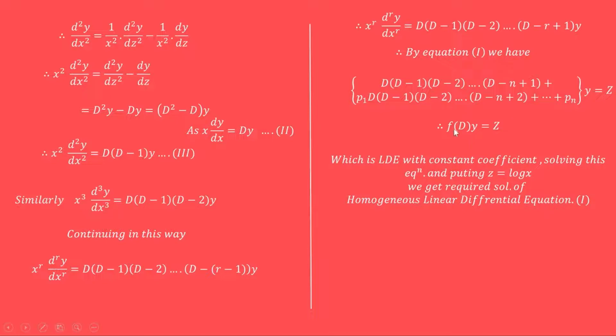We can solve this differential equation by our previous method. Solving this linear differential equation, we get relation between y, z and constant. And then putting the value of z as log x, lastly we get the relation between x, y and constant, which represents the solution of homogeneous linear differential equation. So this is the method of solving homogeneous linear differential equation. Now we have to see examples. So see the first example.